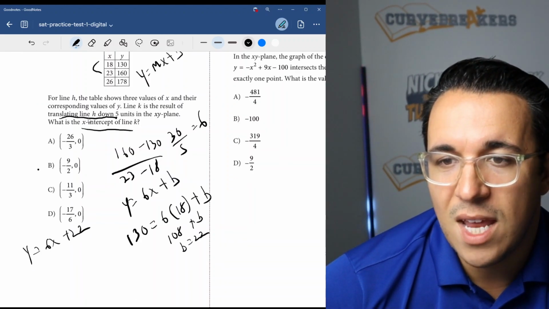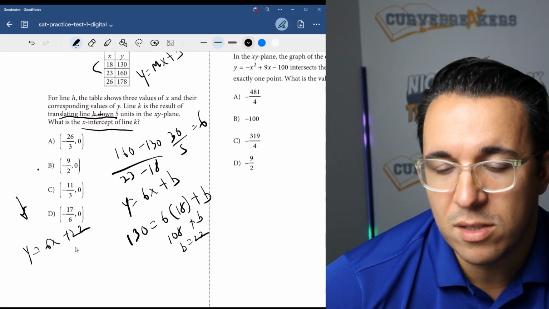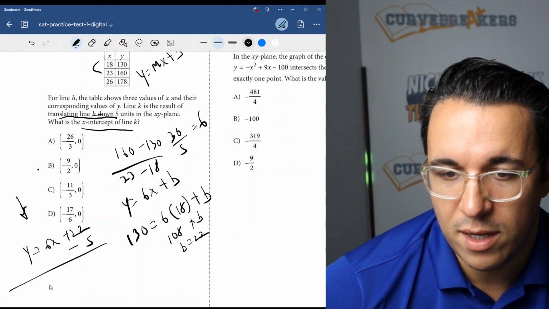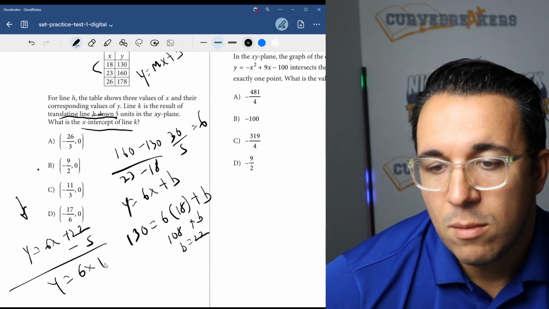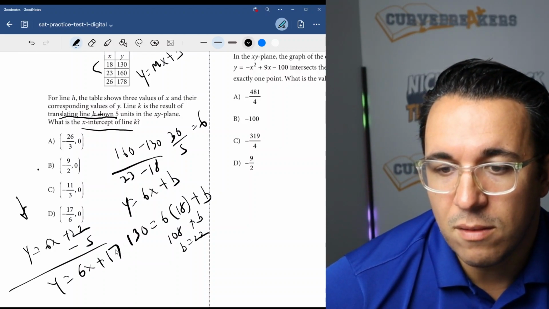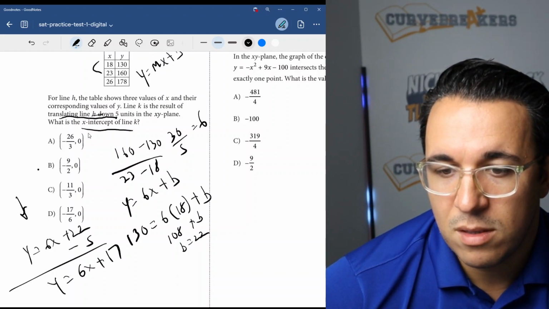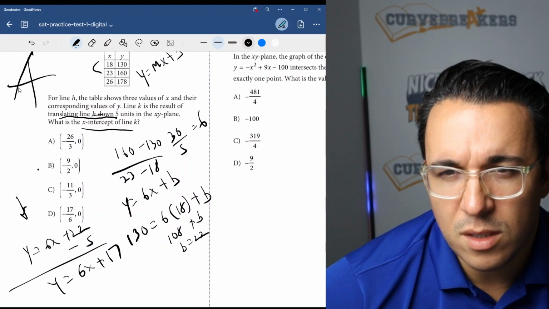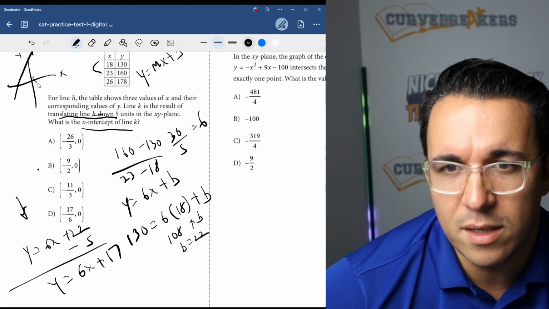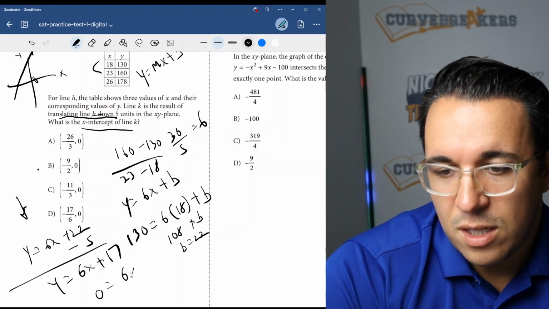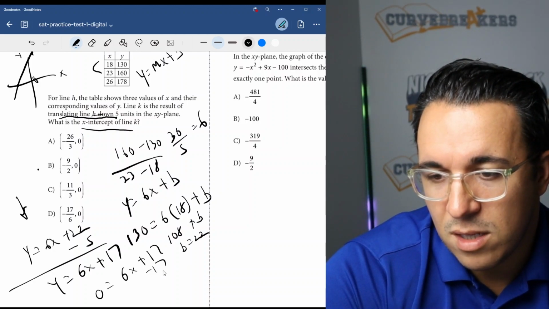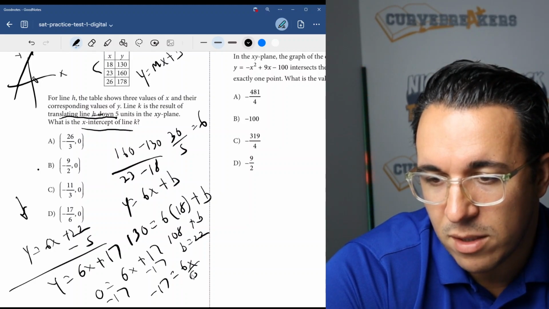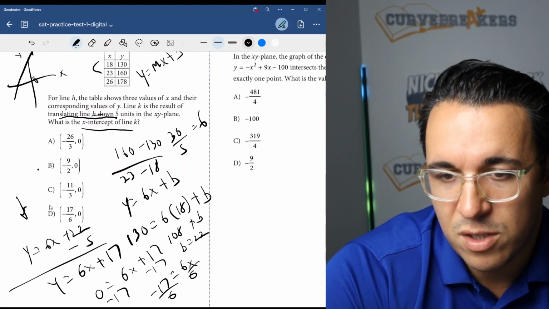We need to translate it down 5 units. So translating it down would be subtracting 5. So we got y equals 6x plus 17, right? And now I want the x-intercept. The x-intercept is where y is 0, right? If this is an axis, and this is the equation, the x-intercept is where y is 0 here. So we have 0 equals 6x plus 17, minus 17. So negative 17 equals 6x, divided by 6. So negative 17 over 6 should be x, so the answer is D.